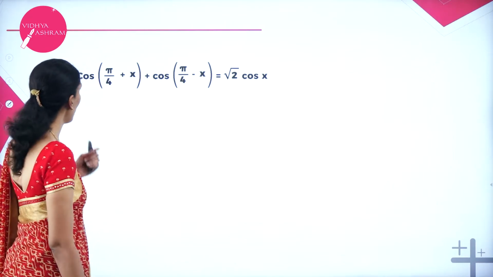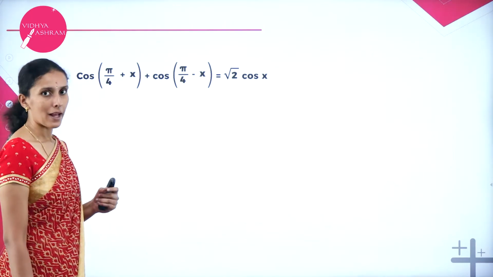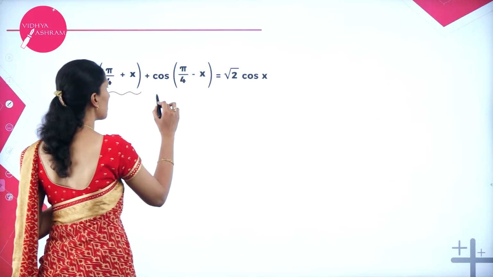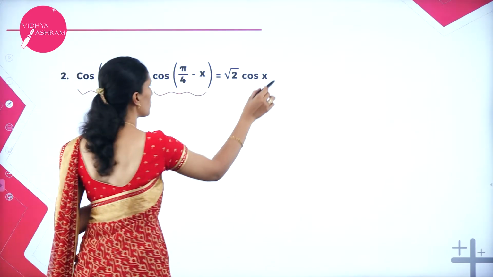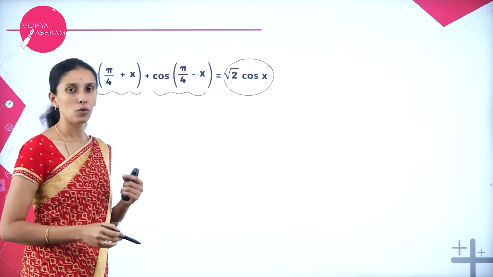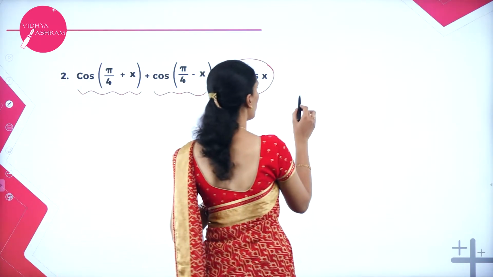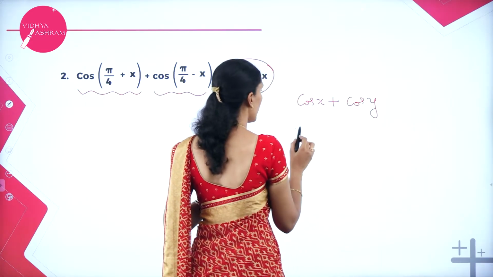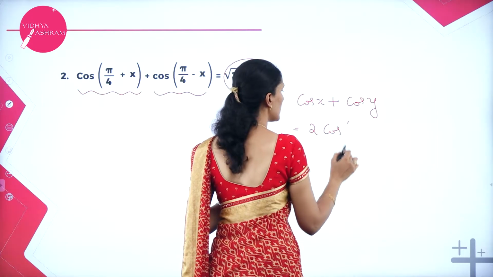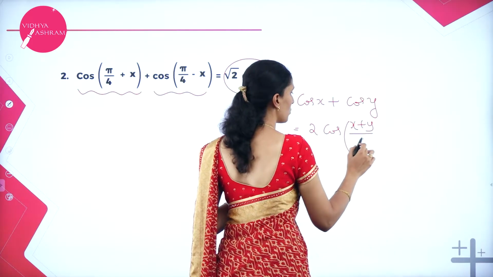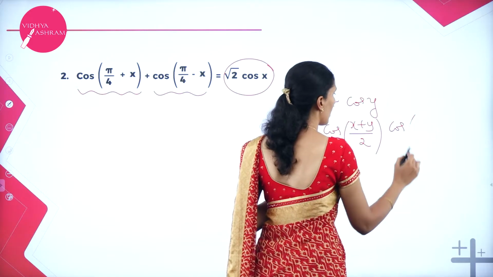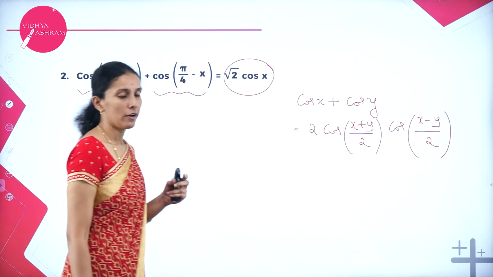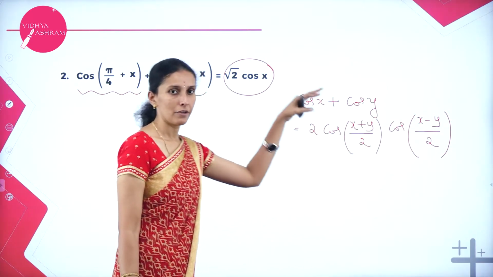Next question, we have cos of pi by 4 plus x plus cos of pi by 4 minus x. Now this is in the form of cos x plus cos y. We are supposed to prove this is equal to root 2 cos x. What is the formula of cos x plus cos y? This is equal to 2 cos of x plus y by 2 into cos of x minus y by 2.